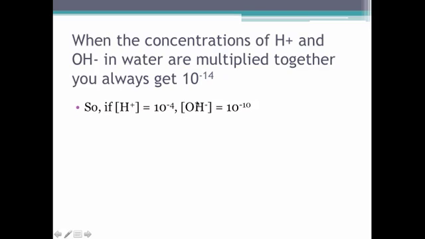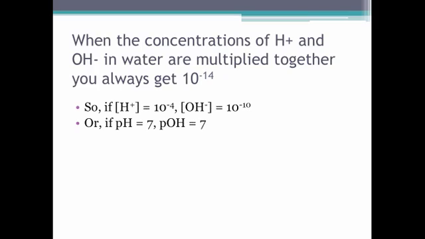Let me give you another example. If the hydrogen ion concentration is 10 to the negative 7, then the hydroxide ion concentration is 10 to the negative 7. In other words, they're then exactly equal, and that, if you recall, is the case when you're looking at pure distilled water. That is, the solution itself is absolutely neutral.